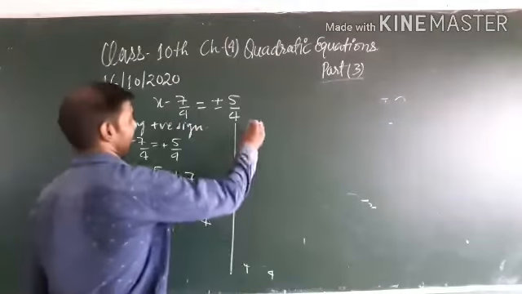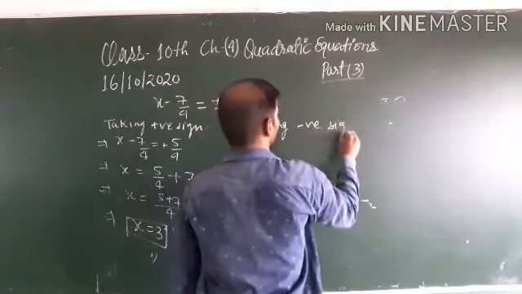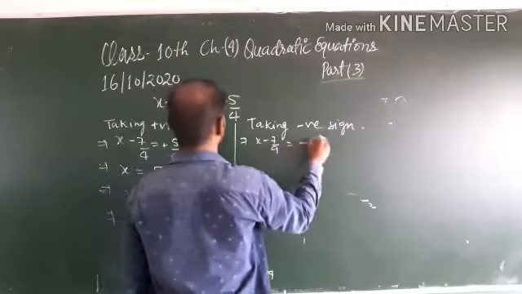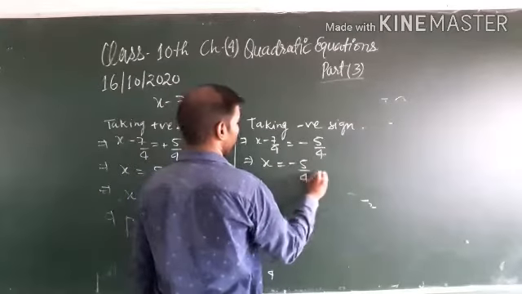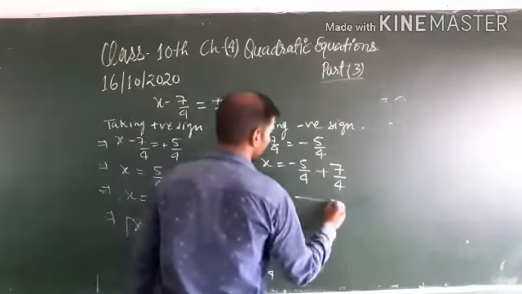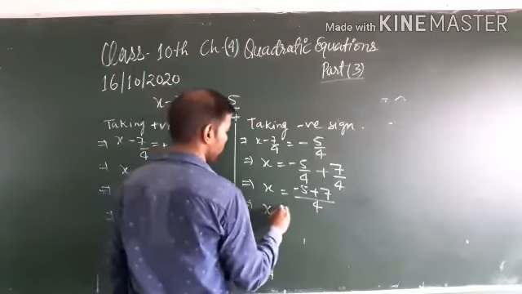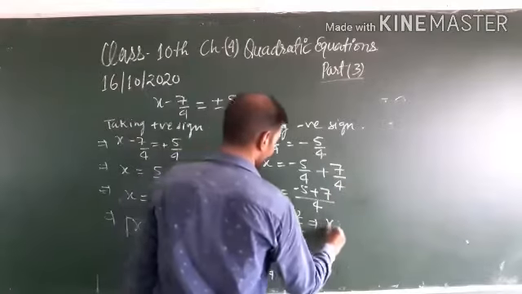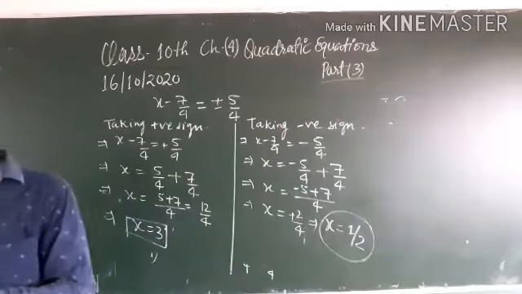And finally, the other, taking the negative sign, x minus 7 by 4 is equal to minus 5 by 4. So we get x is equal to minus 5 by 4 plus 7 by 4. So the value of x is equal to, 4 as LCM, minus 5 plus 7. It means x is equal to minus 2 by 4... sorry, plus 2 by 4. It means x is equal to 1 by 2.